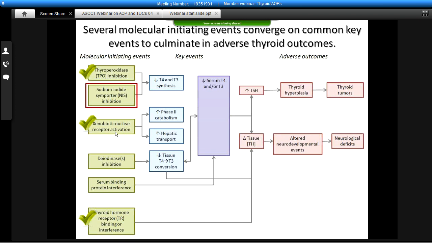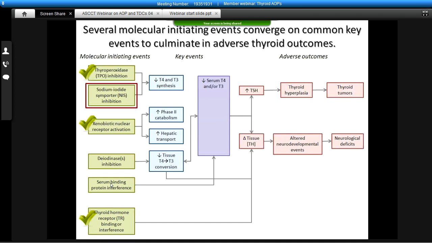So back to my busy adverse outcome pathway. I've placed some green check marks by molecular initiating events for which we have some screening assay coverage. In a red box is the sodium iodide symporter, which is the target for my next assay development adventure. But what you can see is that this leaves molecular initiating events with no assay.